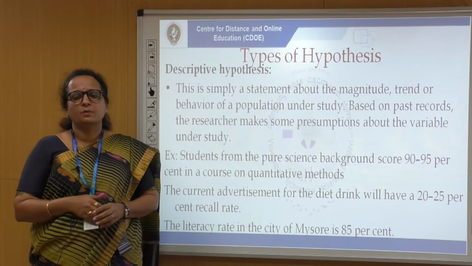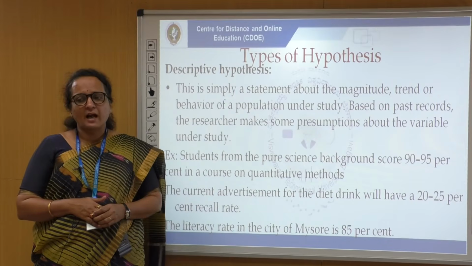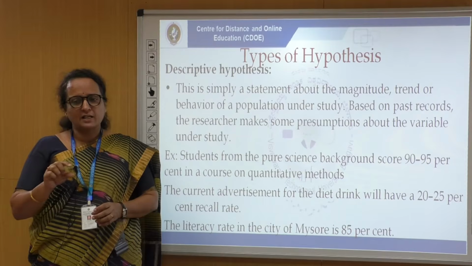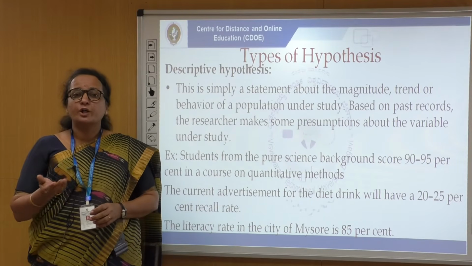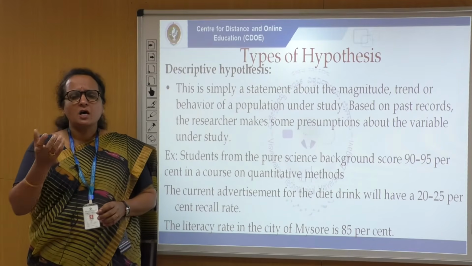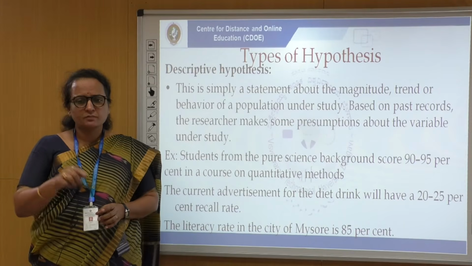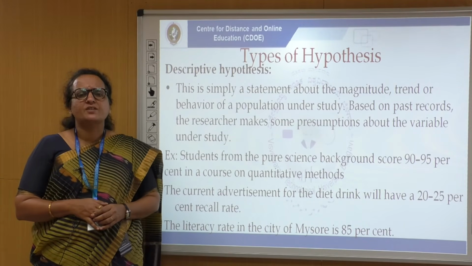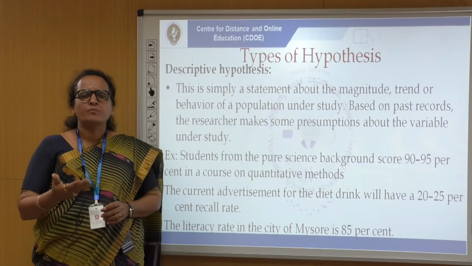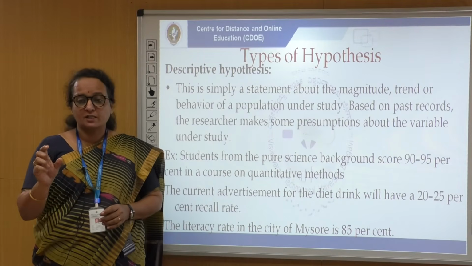Or else, a second example: the current advertisement for the diet drink will have a 20 to 25% recall rate. This is describing the recall rate of a particular advertisement on a diet drink. Literacy rate in Mysore city is 85%. This is also a descriptive hypothesis. It is describing the literacy level of people in Mysore city. How much is it?